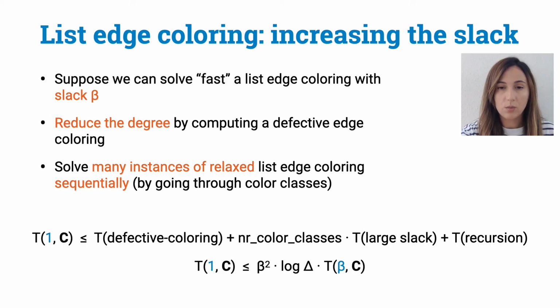By doing this, we are able to express the time for computing degree plus 1 list edge coloring as a function of the time to compute the defective edge coloring, plus the time to go sequentially through colors and solve the relaxed list edge coloring problem, plus the time to recurse. And by computing the time to do so, we get the relation between the two time complexities as shown in the formula.